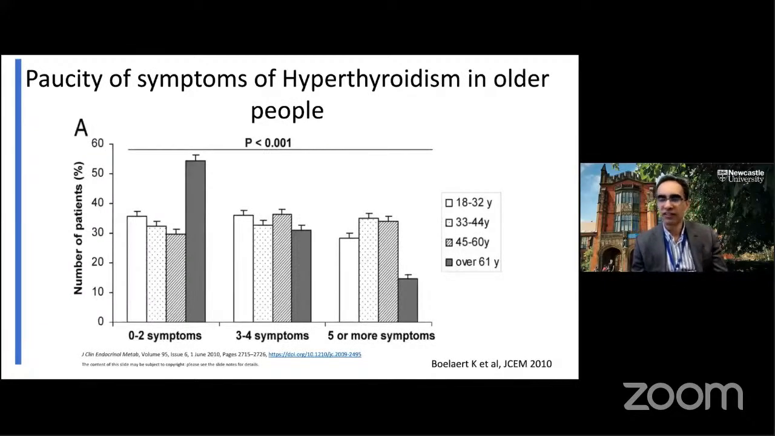My colleague Christine published this paper more than 10 years ago now, where they showed that older people tend to have fewer symptoms. The exact mechanism as to why isn't clear. It could be related to reduction in beta-adrenergic receptors and so on and so forth. But I think what this tells us is that we have to be a lot more careful in checking for thyroid function, because the symptoms may not be readily apparent in older people.